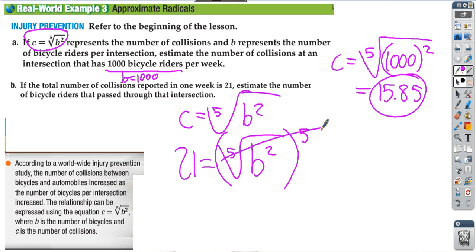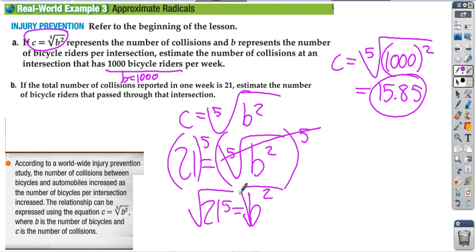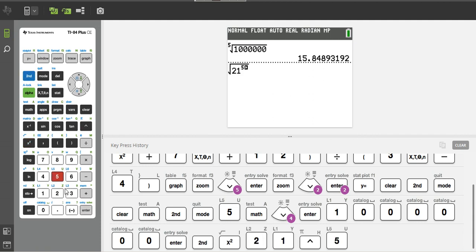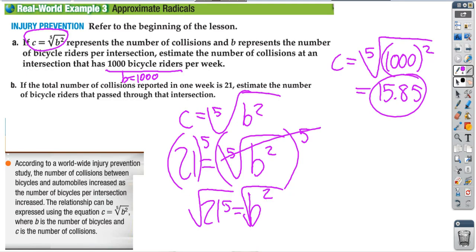So those cancel. Whatever we do to one side, we have to do the same to the other. So we're going to get b squared equals 21 to the 5th power. How do we solve for b? We square root it. So we're going to square root 21 to the 5th power. Okay, so let's see what that ends up being. So the square root of 21 raised to the 5th power, and we end up with 2020 bike riders, basically. That's how many bike riders you would need to have that number of collisions.